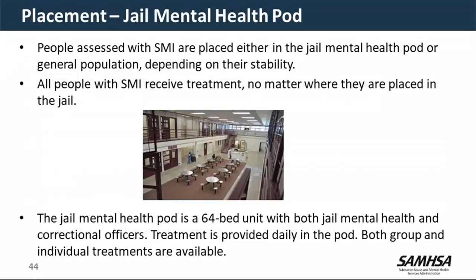The jail mental health pod is a 64-bed unit within the jail, and correctional officers and mental health professionals walk freely within that pod. There's no glass separating them. We're trying to be as trauma-informed as we can within the jail, and treatment is provided daily in the pod. We've also had, and I didn't add this to the slide, the correctional officers go through a crisis intervention training, and I believe that's a 1 or 2 day training, which also assists them in better working with the population that we're talking about today.